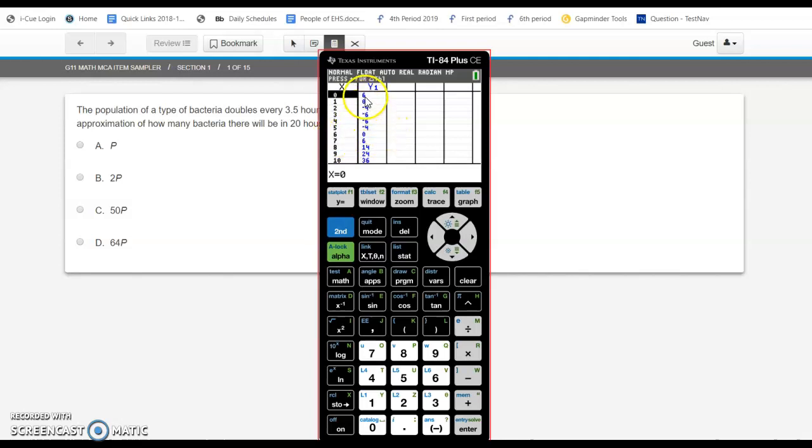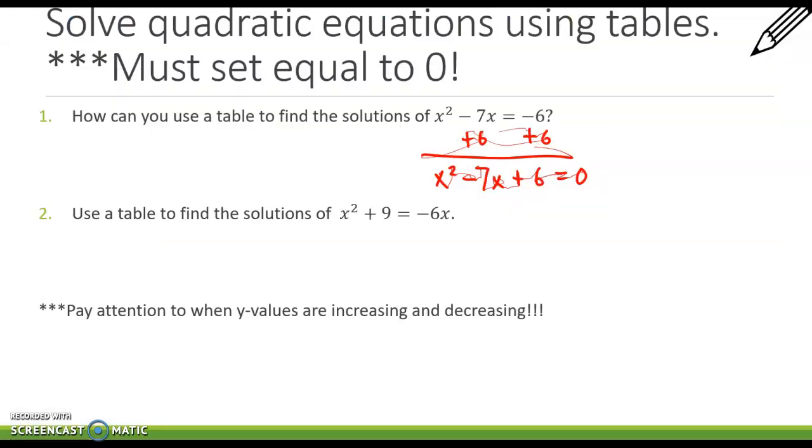I can also be looking for sign changes. If I don't see a 0, but I do see a sign change, then I know the 0 happened in between those two x coordinates. These ones do have actual zeros showing. So x equals 1 and x equals 6 would be the zeros from that table. So that's a way to use a table to solve a quadratic equation.